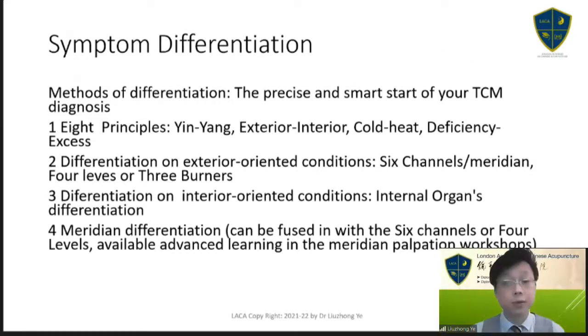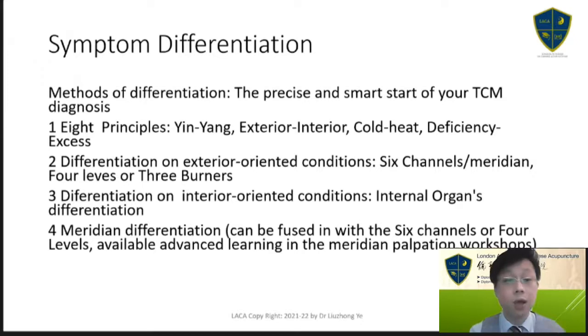When you come to those exterior interior differentiations, then you go into these two ways. So you need to really decide whether this condition is exterior or interior to be able to go down a different direction for treatment. So in the end, the very important thing is to help differentiate whether this condition is more exterior or more interior.